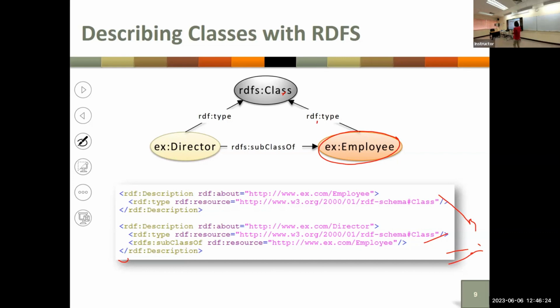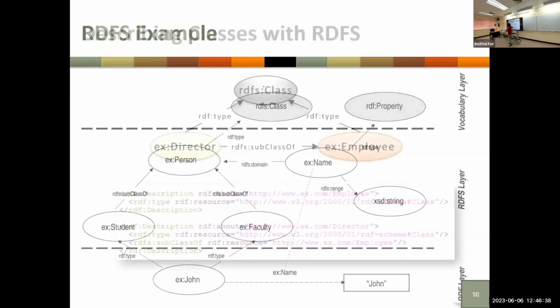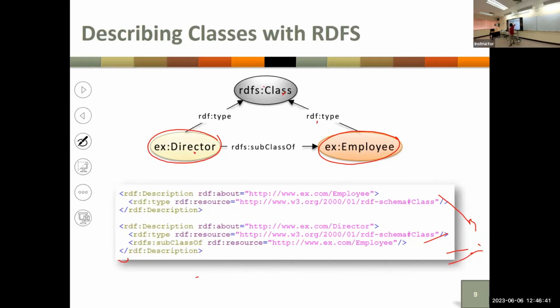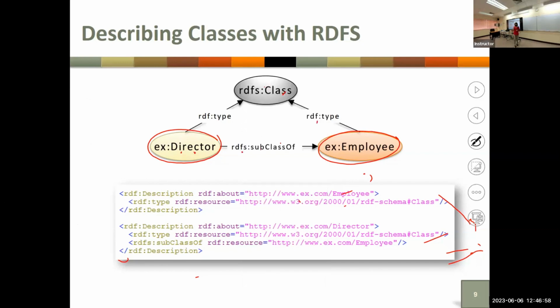Okay. In the same way, I want director to be another class. So I say director has type class. Okay. Here, director has type class. But director is also a subclass of employee. Then I model that director has the RDFS subclass of with the employee.